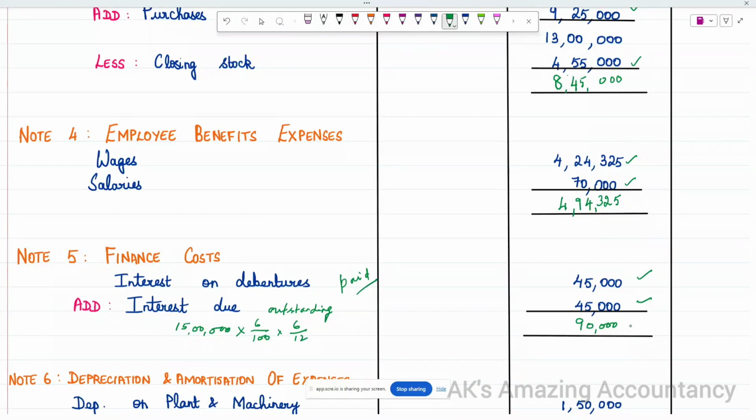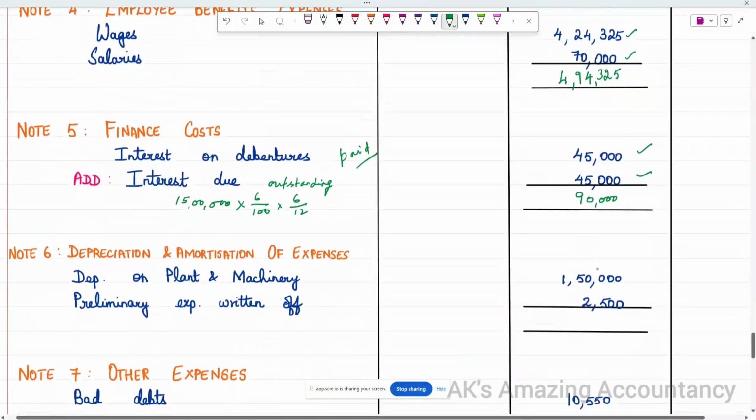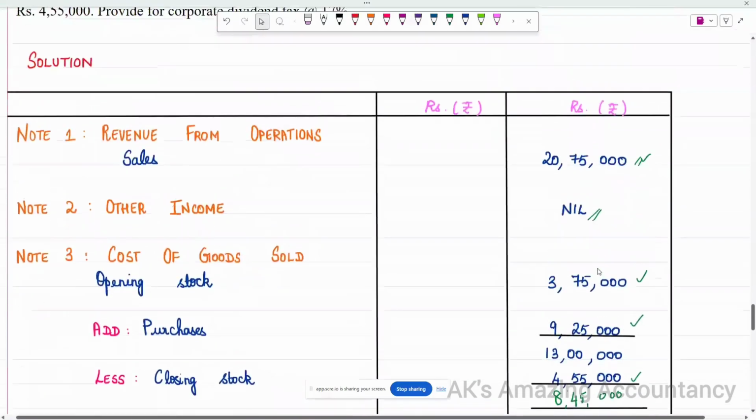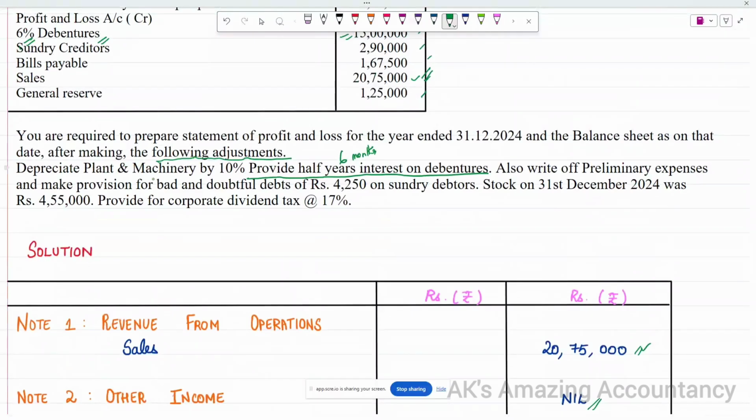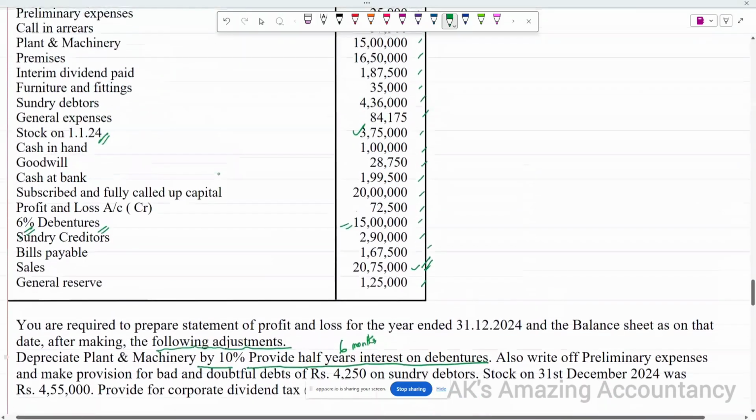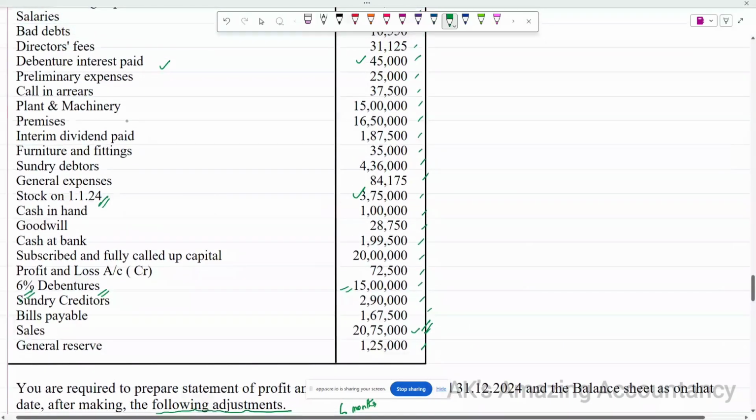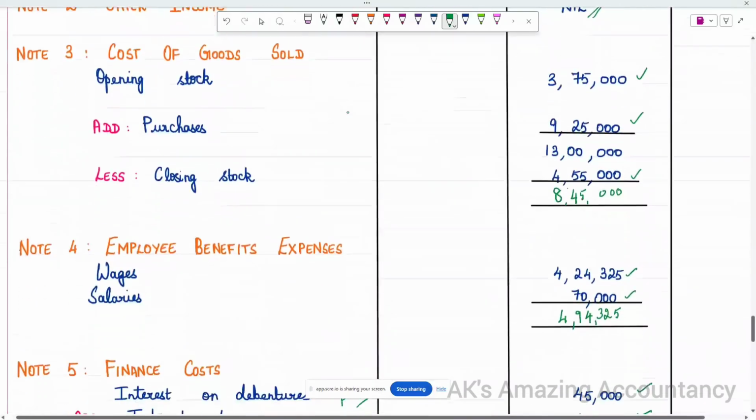Then next we have note 6 for depreciation and amortization expenses. So let us see what is the information we have in the problem relating to depreciation. You are given depreciate plant and machinery by 10%. This is the sentence we are having. Depreciate plant and machinery by 10%. So let us see how much is plant and machinery according to the problem. So this is what is plant and machinery we are having. It is 15 lakhs. On this we have to calculate depreciation.